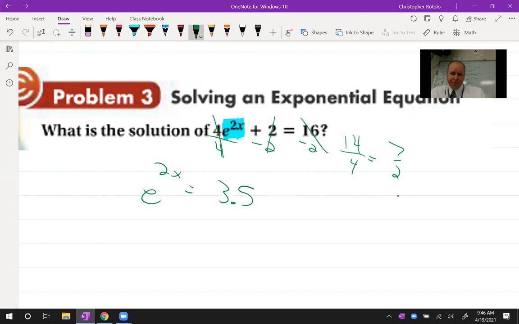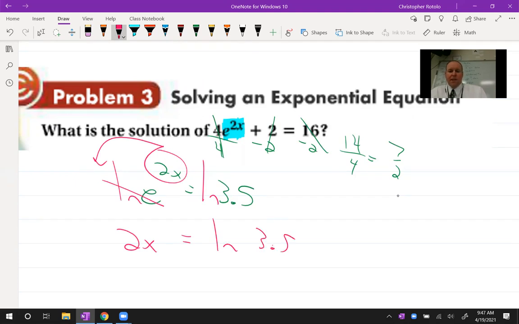Now the variable is in the exponent. So what do we have to do here? We have to introduce the log. The base is e, so I'm going to use a natural log. Got ahead of myself there. That means I get to bring 2x down. The natural log of e, this is what makes this a little bit faster. The natural log of e turns out to be 1.